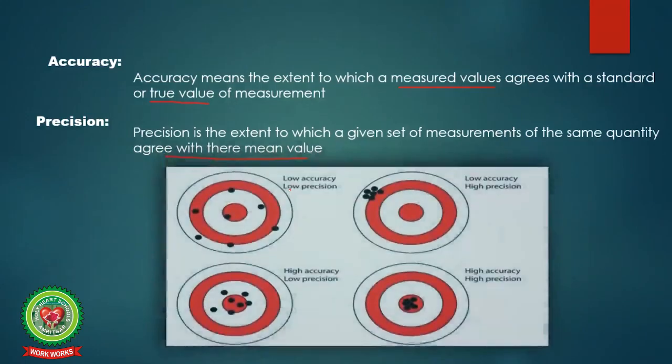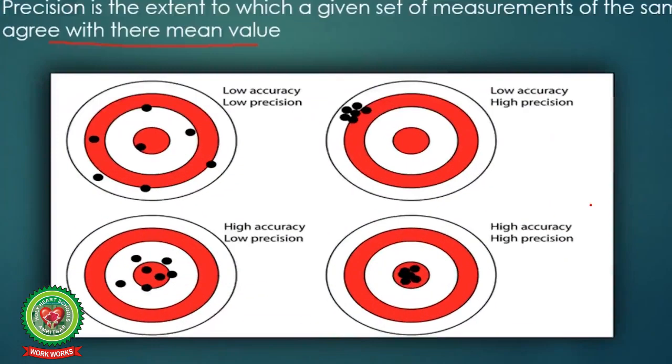I will explain it from this figure. If you see this diagram carefully, here is a target board, and you know that we have to hit the center, which is called the bullseye. Here you can see that every time the dart is pointing at a different position. It means it has low accuracy. It is not accurate. It will be accurate only when it hits the target at the center. Also it is low in precision. Why? Because every time it is striking at a different position.